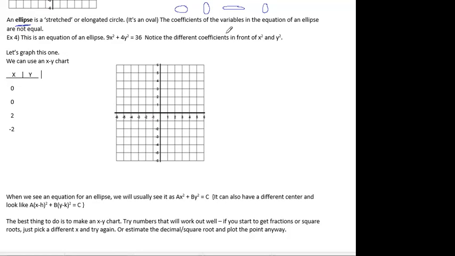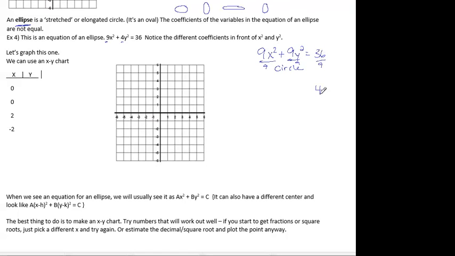The coefficients of the variables in the equation of an ellipse are not equal. Look right here: this 9 is not the same as the 4 in front of the x squared and the y squared. Those are the coefficients in front of x and y, and they're not the same number. In our circles, they were all 1, but they could have been different, like 9x squared plus 9y squared equals 36. Here they're the same coefficient, so this is the graph of a circle, because this 9 and this 9 are the same. If we wanted it to look like what we had up above, we would divide everything by 9 all the way across.